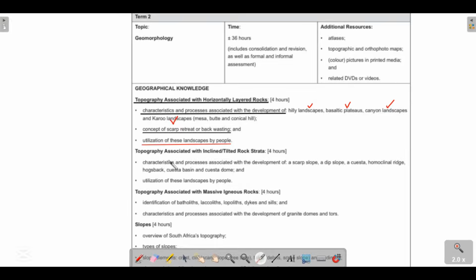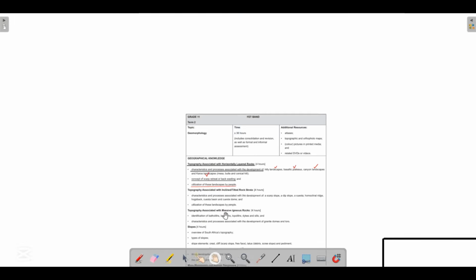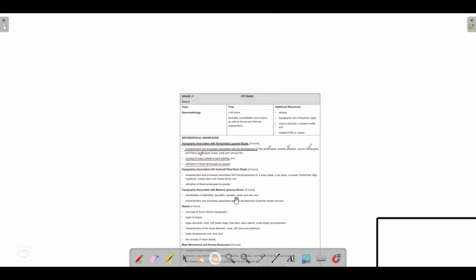And so this means that in our next video, we'll be looking at topography associated with inclined or tilted rock strata. Right, so I don't want to waste any more time, guys. Let's just get into it.